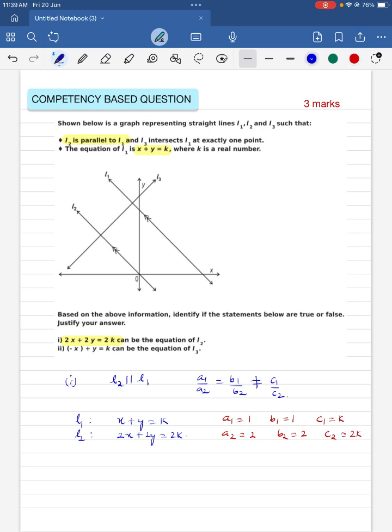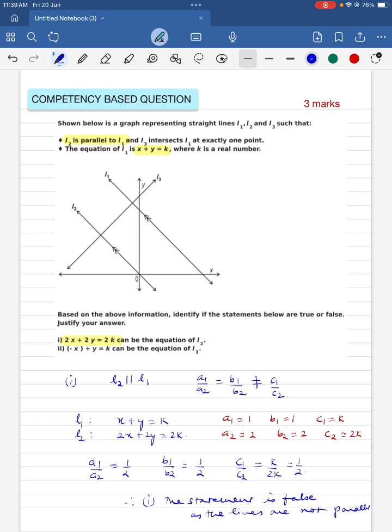Now let's try and compare the ratios. A1 by A2 is equal to 1 by 2. B1 by B2 is also equal to 1 by 2 and C1 by C2 is equal to k by 2k, which is also equal to 1 by 2. So if you notice, we got that A1 by A2 equal to B1 by B2 equal to C1 by C2, and that's not the condition for parallel lines. Therefore, the statement is false, as the lines are not parallel.